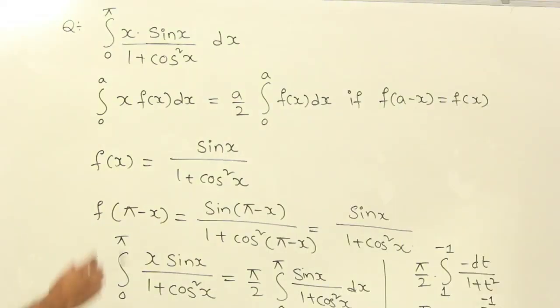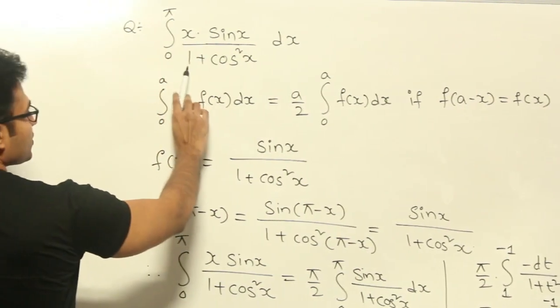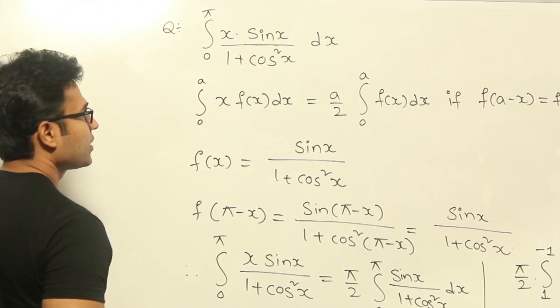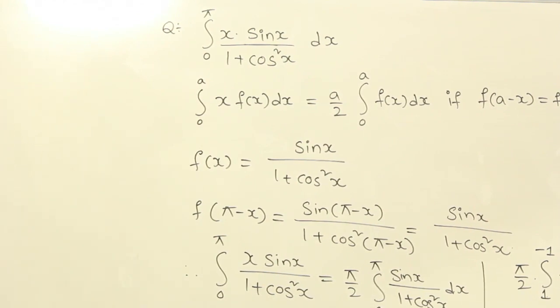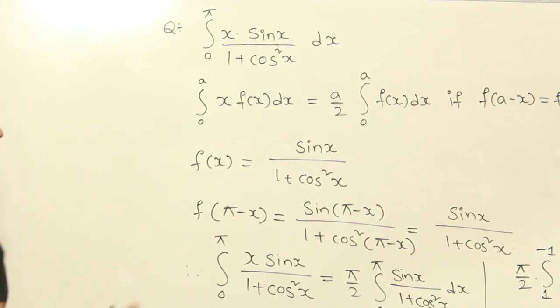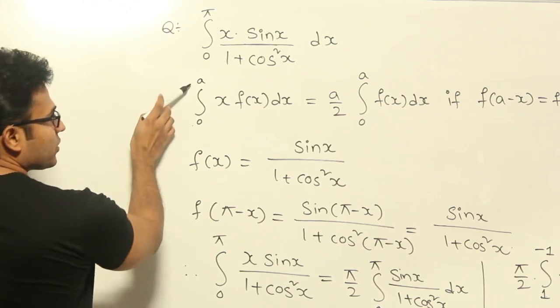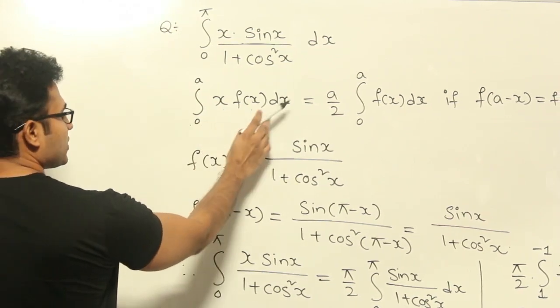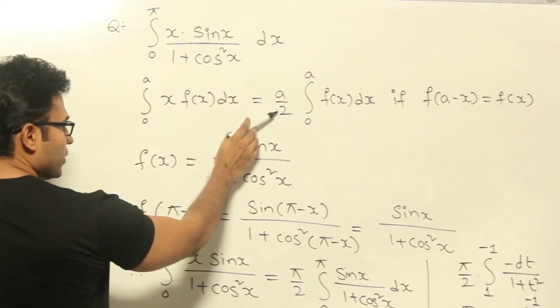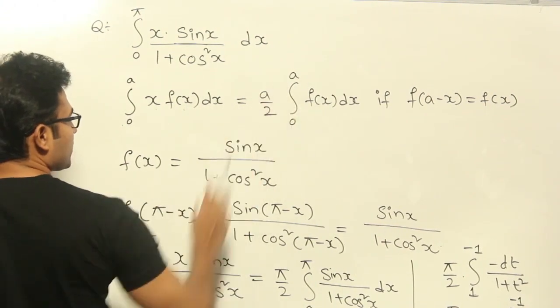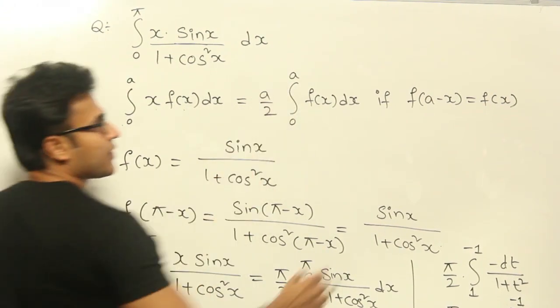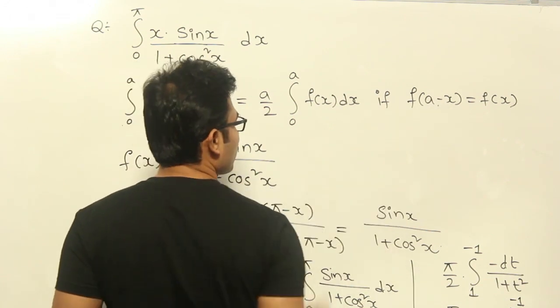Now let's see this question. Integral 0 to pi x sin x divided by 1 plus cos square x dx. So how to solve it is, we are going to use the property that if integral 0 to a x into f of x is equal to a by 2 into integral 0 to a f of x dx when f of a minus x is equal to f of x.